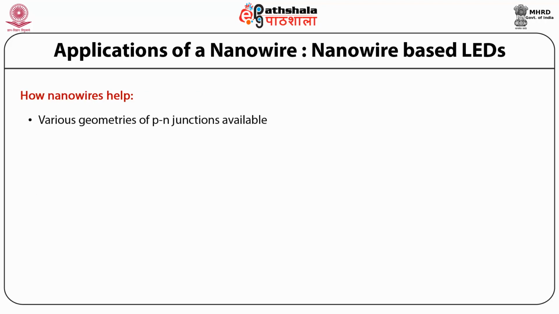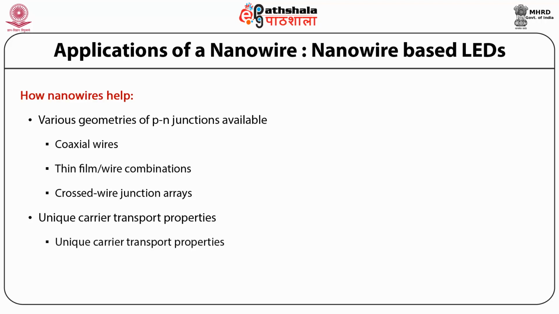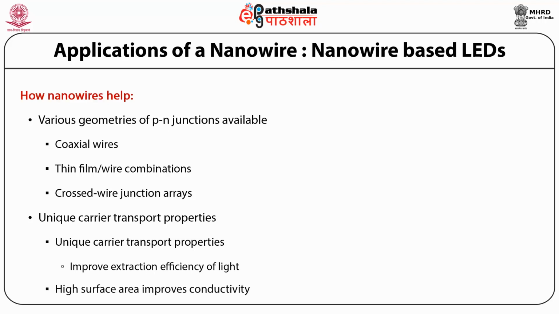Because of the various geometry of PN junction available, we can have geometries like coaxial wire, thin film wire combination, crossed wire junction array, unique carrier transport properties, natural waveguide cavities, improved extraction efficiency of light, high area of improved conductivity, and many more. So this way, the nanowire is going to be used in future for many applications which we have discussed.